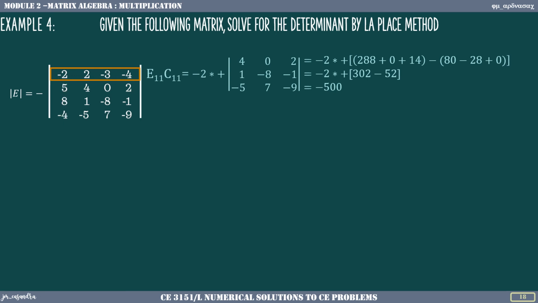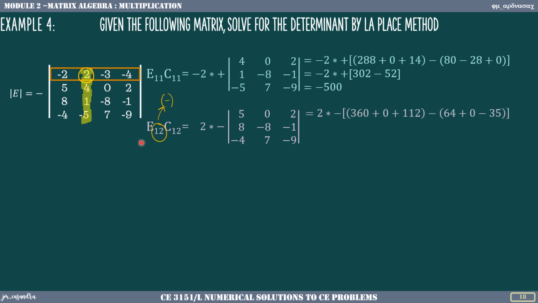So next, we move on to the second element. We have 1, 2. So we have the element 2 and its cofactor, which is a negative value multiplied to its minor matrix using the elements 5, 8, negative 4, 0, negative 8, 7, and 2, negative 1, negative 9. Simplifying our equation, we'll now get the product of element 1, 2 and its cofactor, which is equal to negative 1,886.